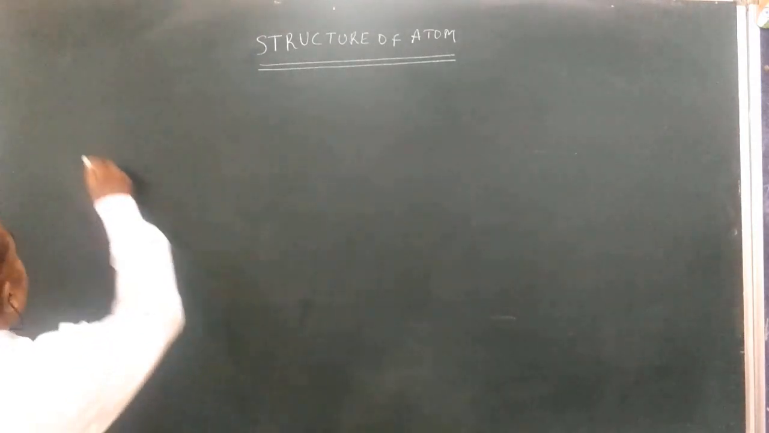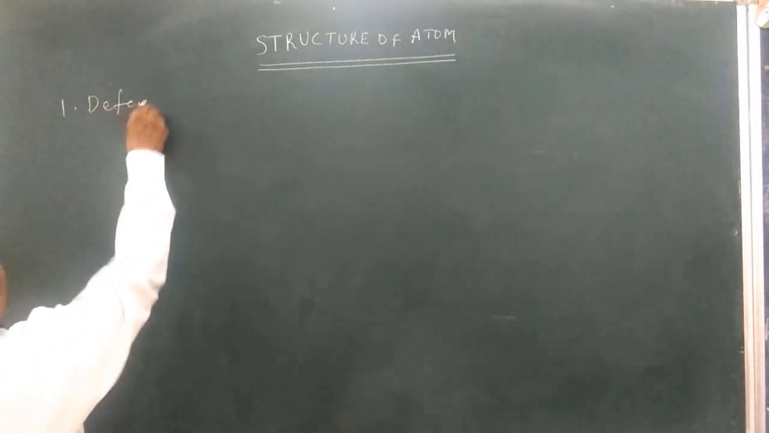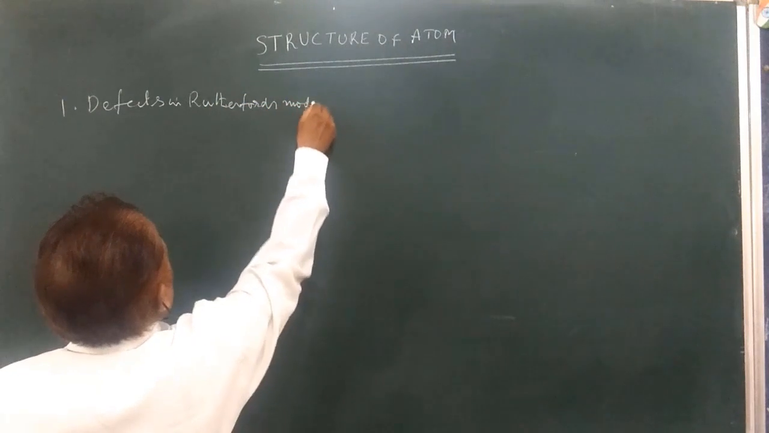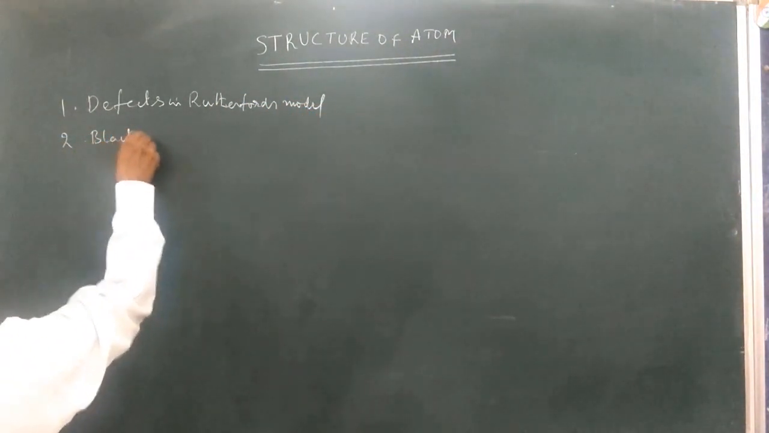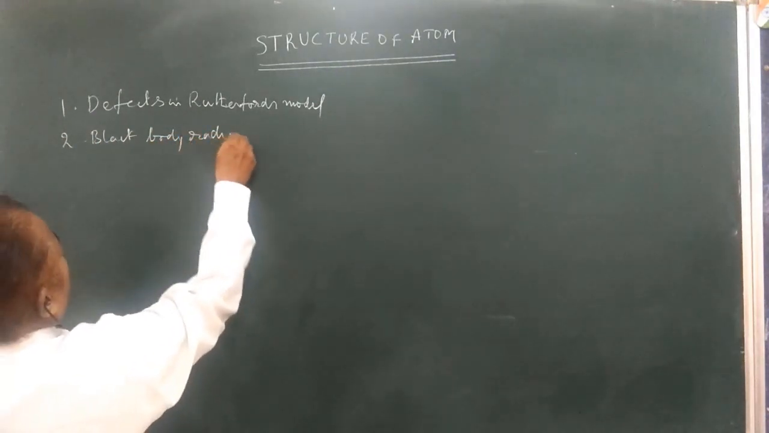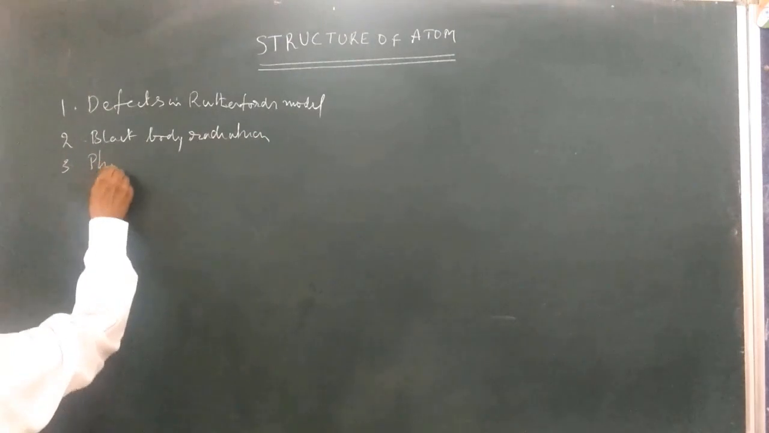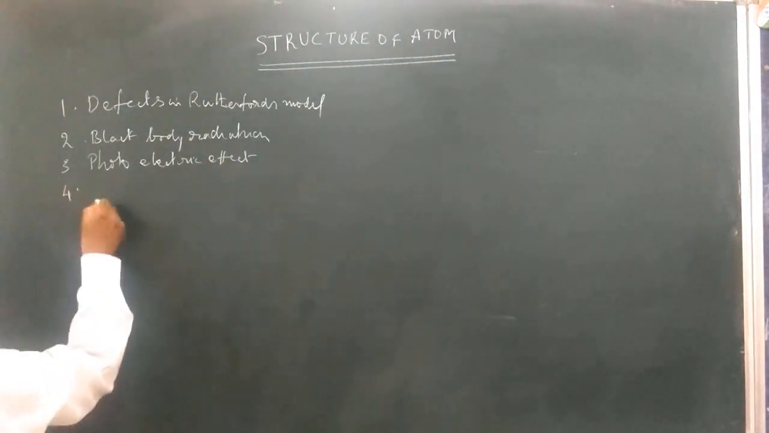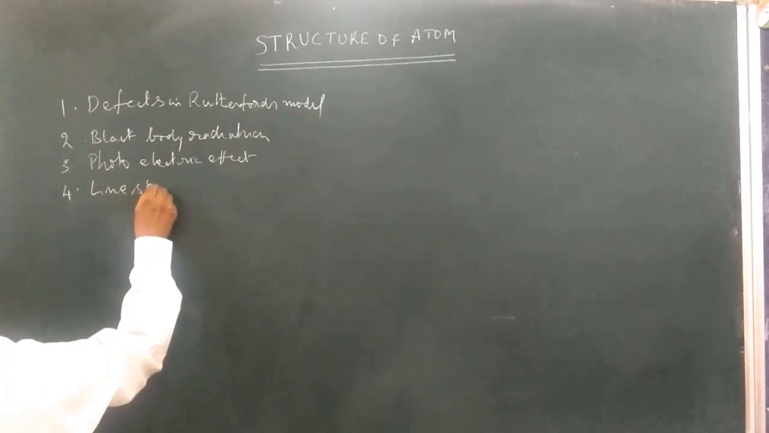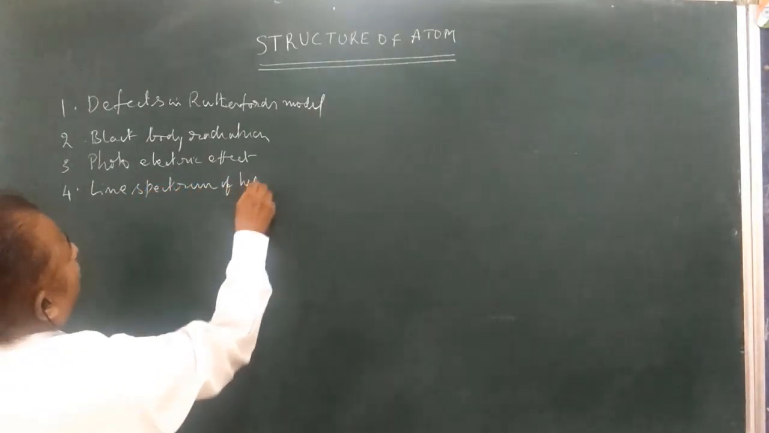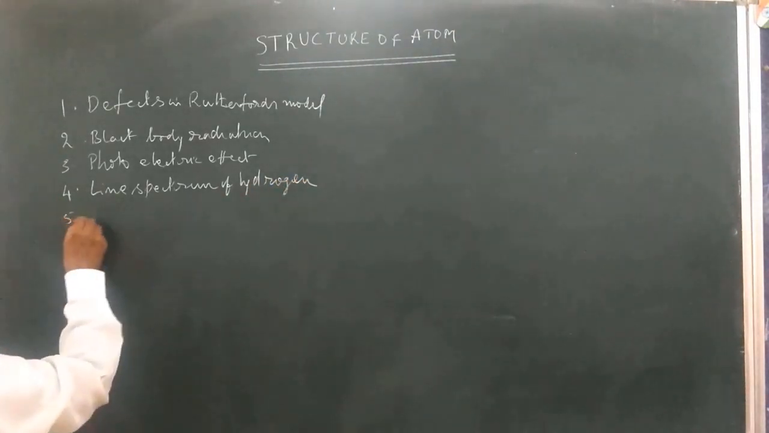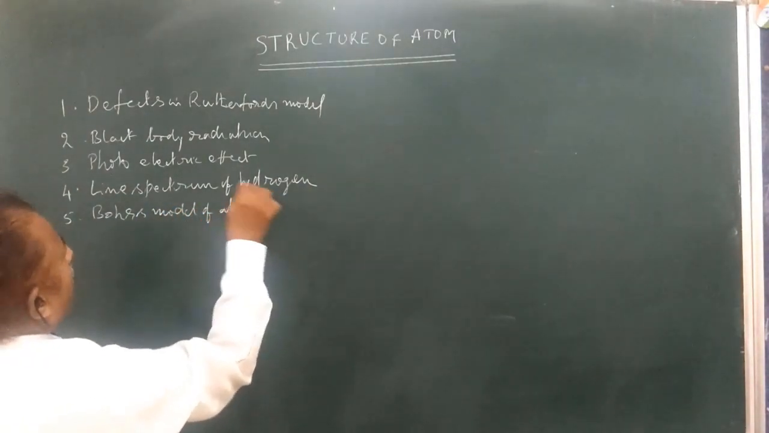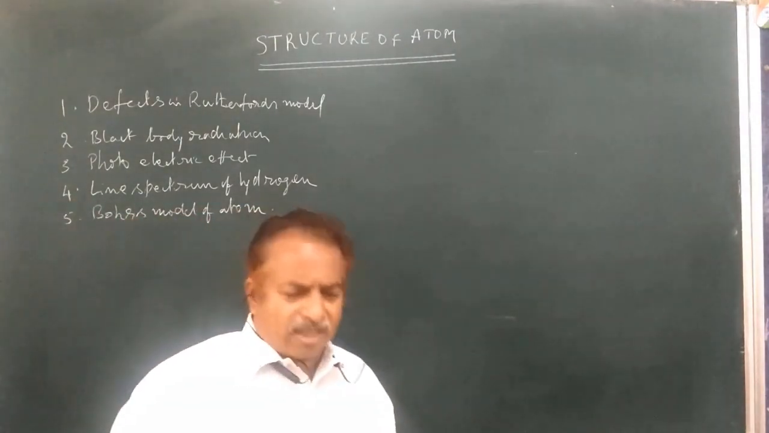So, in this module, we discuss defects in Rutherford's model, black body radiation, photoelectric effect, line spectrum of hydrogen, and Bohr's model of atom. Now let us see the defects in Rutherford's model.